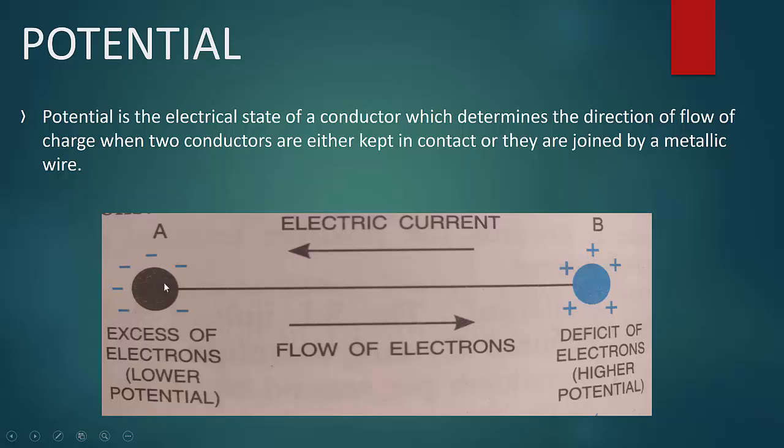Electrons will flow from this part to here where there is deficit of electrons. Here there is excess of electrons and this one has deficit of electrons. So flow of electrons will be like this, but flow of current will always be from higher potential to lower potential. So electric current will flow from B to A. Potential is the electric state of a conductor which determines the direction of flow of charge when two conductors are either kept in contact or joined by a metallic wire.